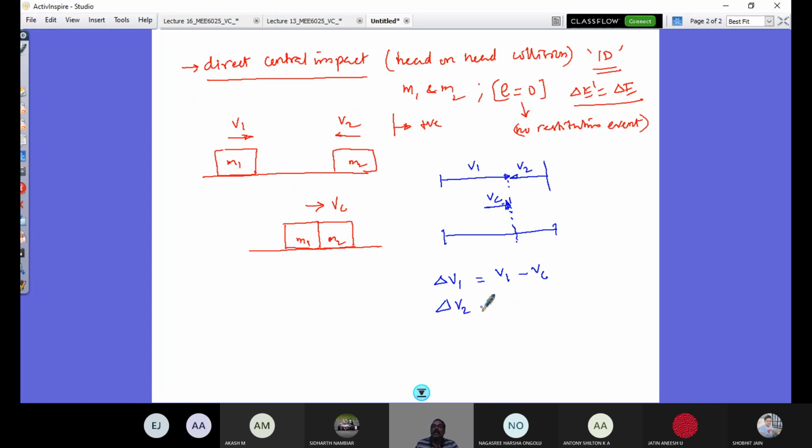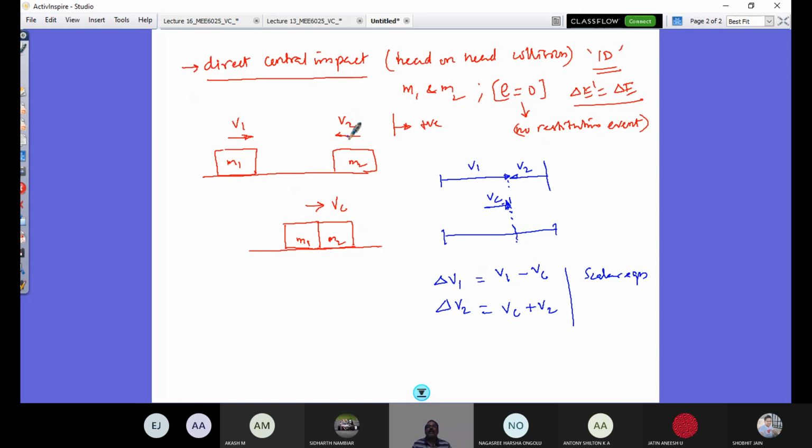Change in V2, the second vehicle's velocity: V2 is in this direction, VC is in this direction. After collision, for the second vehicle the direction reversed. That's what we see: it is coming here and then it is reversed. So it will be added. It's going to be VC minus of minus V2, so it's VC plus V2. These two are scalar equations.